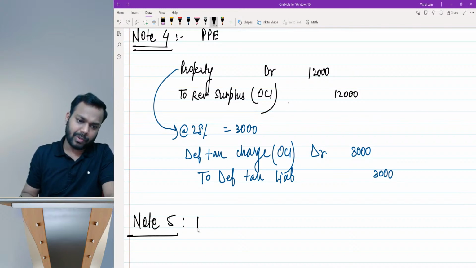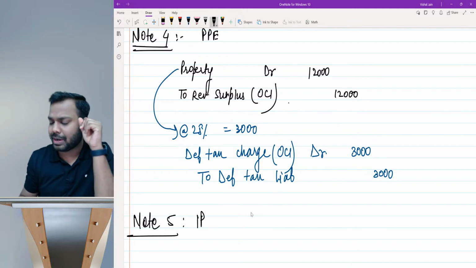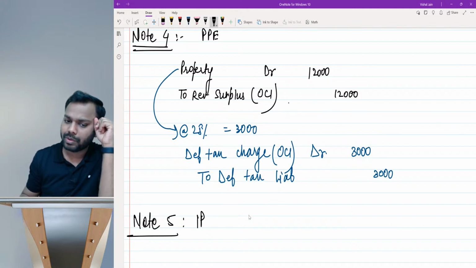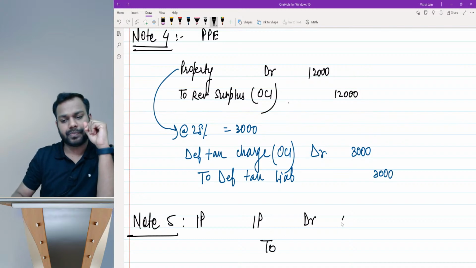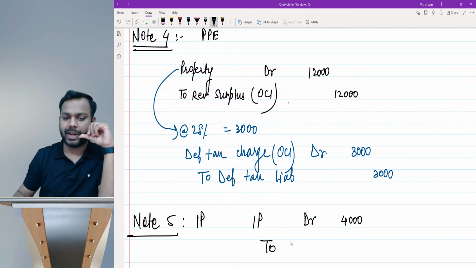This is for investment property. Tell me, if there is an increase in the investment property, where will the differential be transferred to? Investment property account debit to what? To P&L. Very good, Naman.